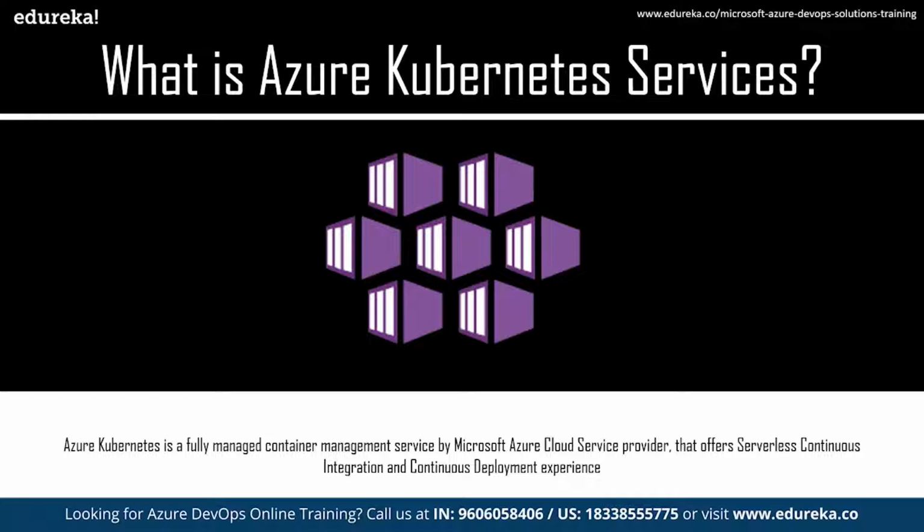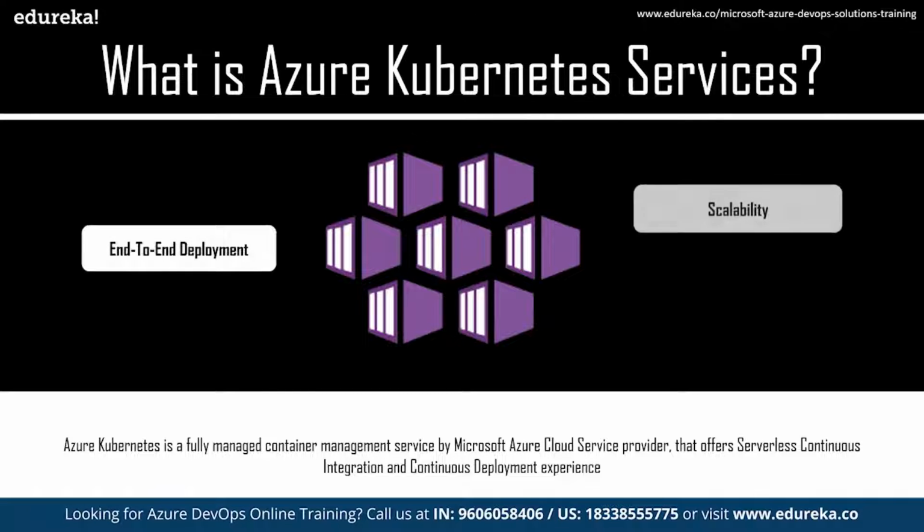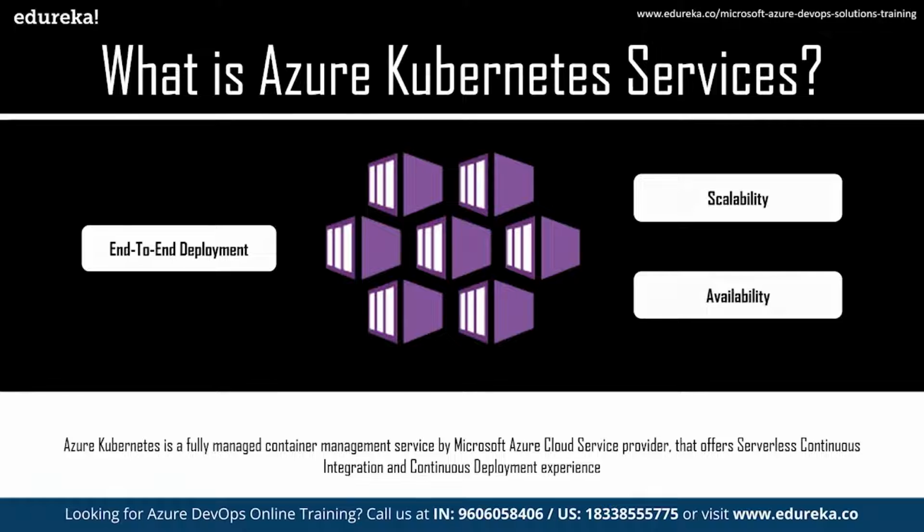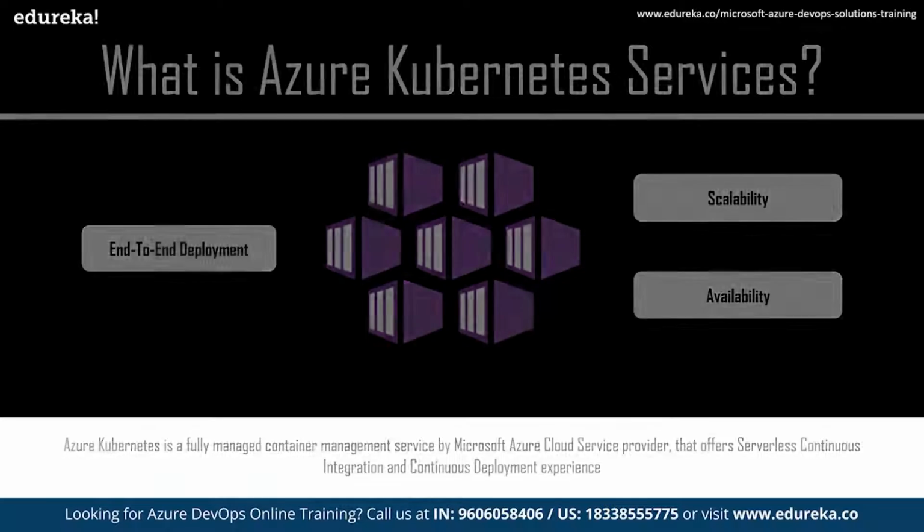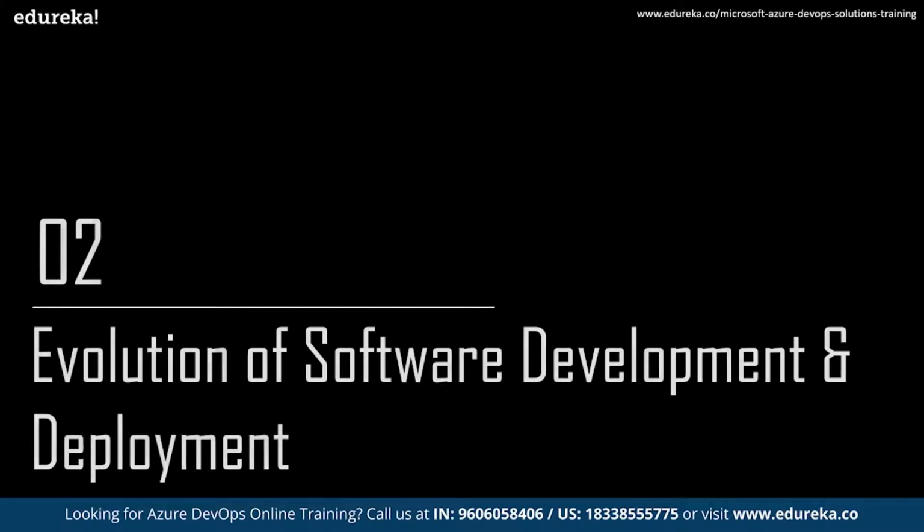Now, what does that mean? What can we do with it? We'll discuss all those things as we get into the details of Azure Kubernetes Service. For now, we need to understand quite a few other concepts before we get to that point. But to summarize a few of its benefits, what Azure Kubernetes Service offers is end-to-end deployment, scalability, and availability. Now, how do these things work? We'll discuss that. But before that, let's try and understand what the evolution of software development and deployment is and how it has evolved with time, right?